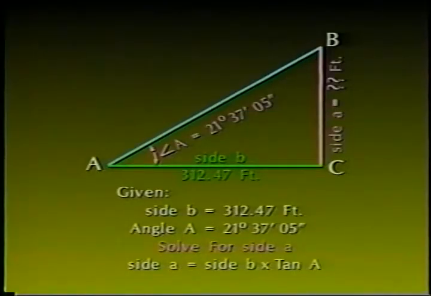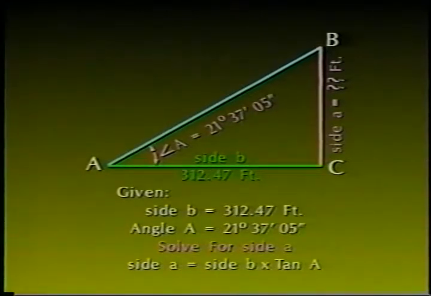As will be shown on the upcoming graphic, we want to find side A. Information given is side B equals 312.47 feet, and angle A equals 21 degrees, 37 minutes, and 5 seconds. On your sketch, note that the only given side is B, and the only given angle is A. That means your equation will have to be one that contains these elements. From inspection of the equations, it appears that the best choice would be side A equals side B times tangent A.